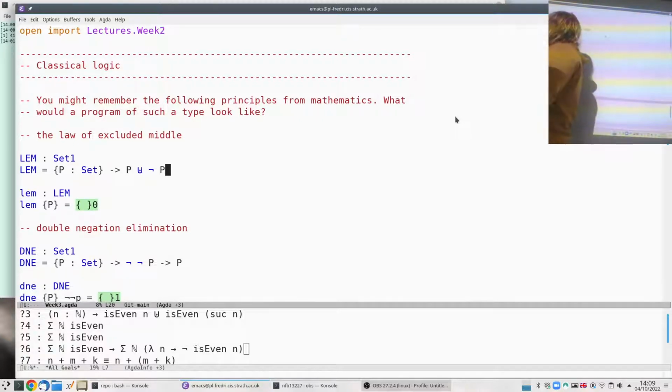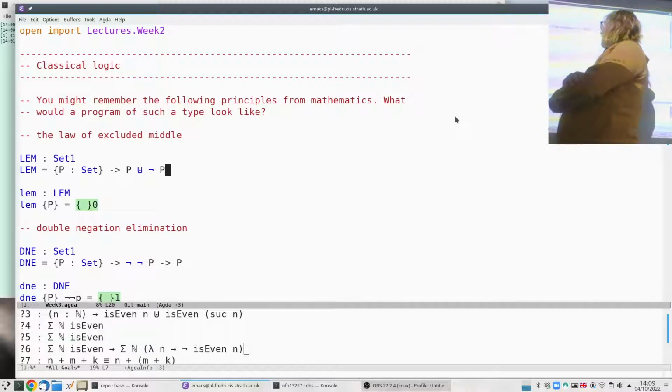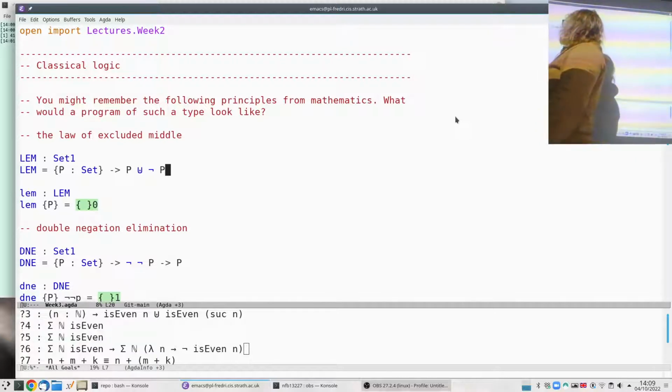So here's one of the first ones that we're considering. It says that for any P, which perhaps foolishly is quantifying explicitly over, either P is true or not P is true. Remember that this was our symbol or. So that's something you might remember from logic, right? But what would it mean to actually prove this, as in writing a program that has this type?